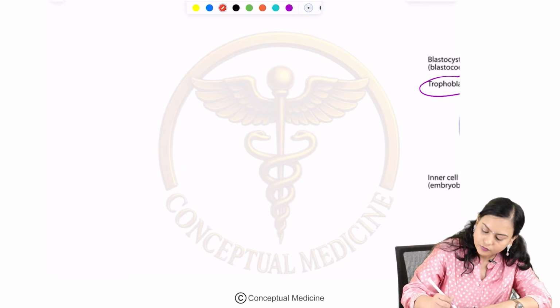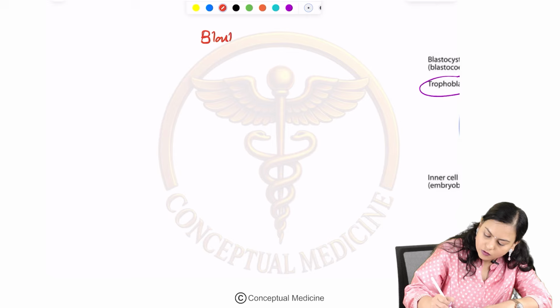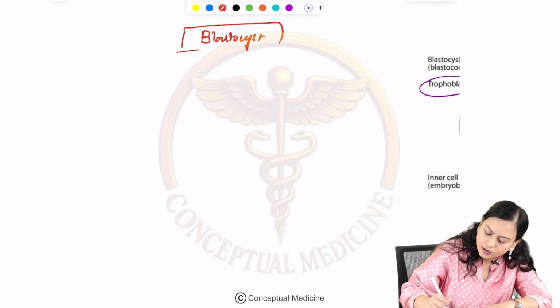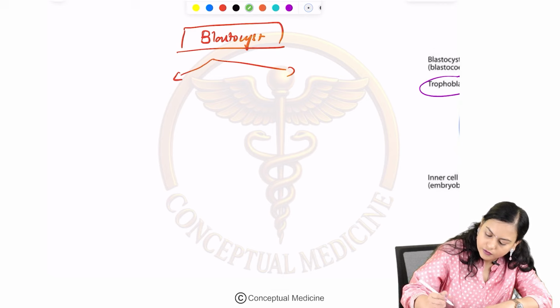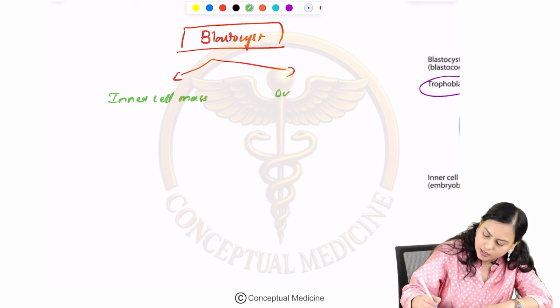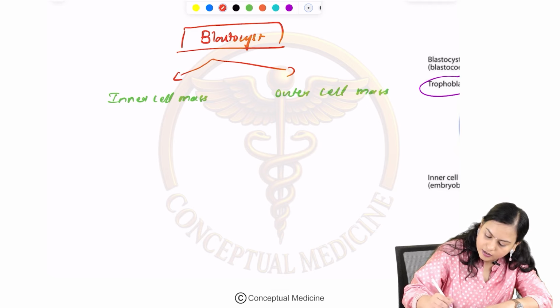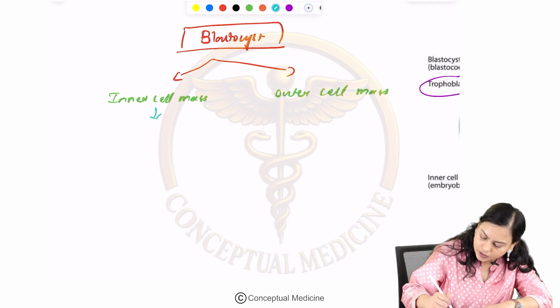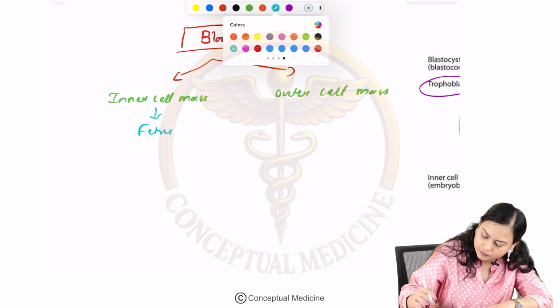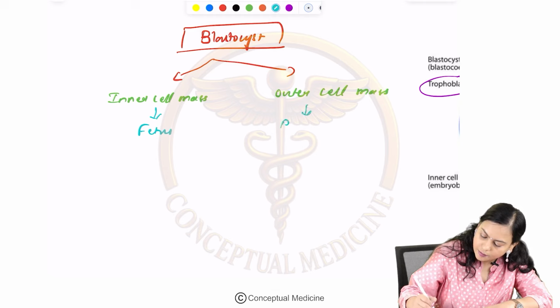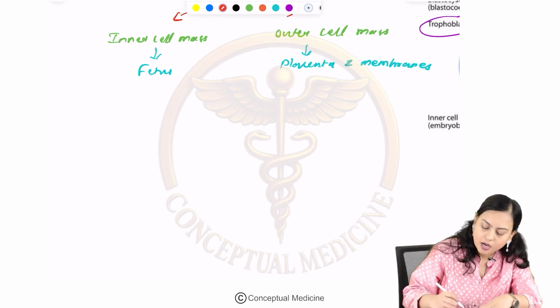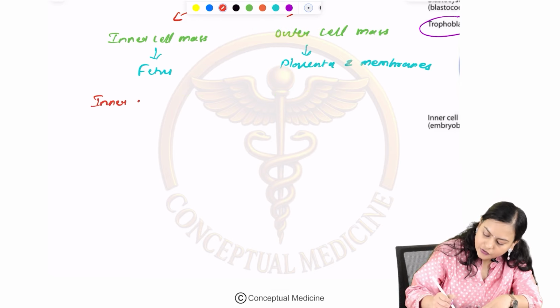Now, blastocyst consists of inner cell mass and outer cell mass. Inner cell mass is going to become the fetus. Outer cell mass is going to become the placenta and the membranes. Now we will see how the further development of the inner cell mass will happen.